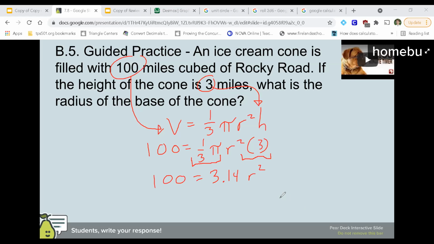Okay, if I want to solve this for r, it is 2 steps. I need to get rid of the pi and I need to get rid of the squared. What is the opposite of multiplying r squared by pi? Divide. So I'm going to divide by pi to both sides. If you do that, 100 divided by pi is 31.831.